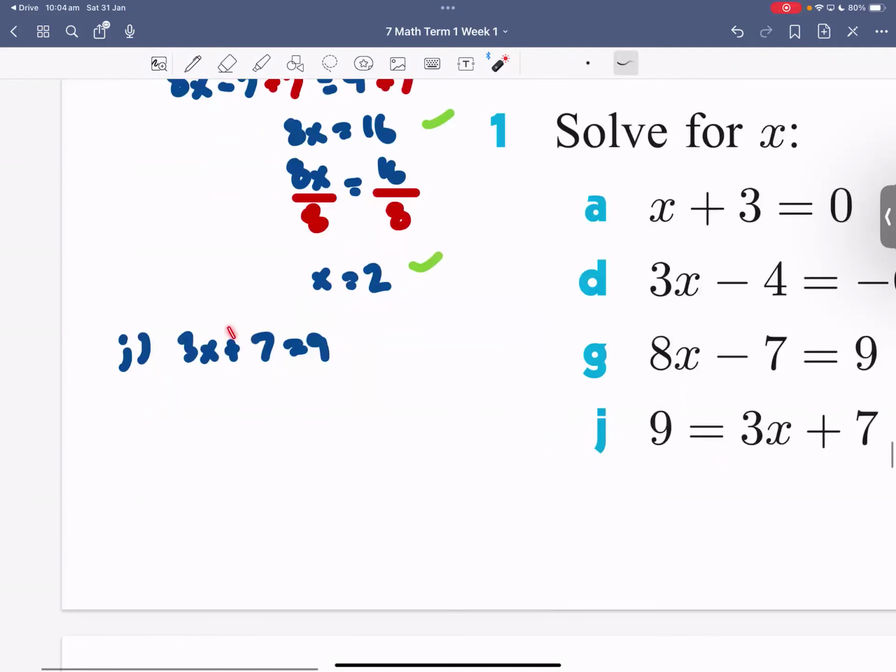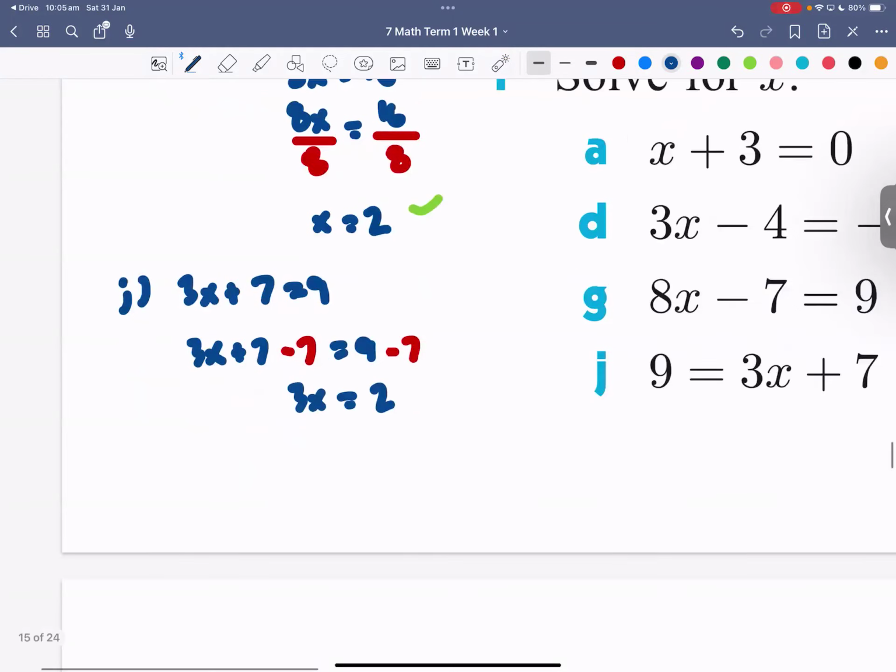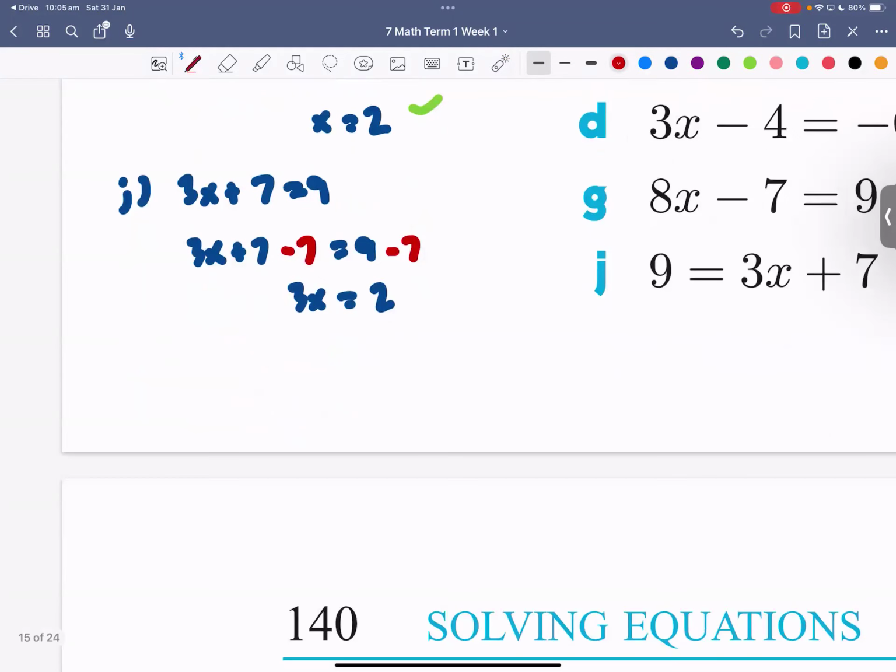All right, how do you undo a plus 7? We undo a plus 7 by doing minus 7. So then I'm going to do minus 7 to both sides. So there's already a plus 7 there. I'm going to do minus 7 over here. And I'm going to write minus 7 over here. So then what I really have is, what's plus 7 take 7 become? 0. So you're just left with a 3x. And what does 9 take 7 become? 2.